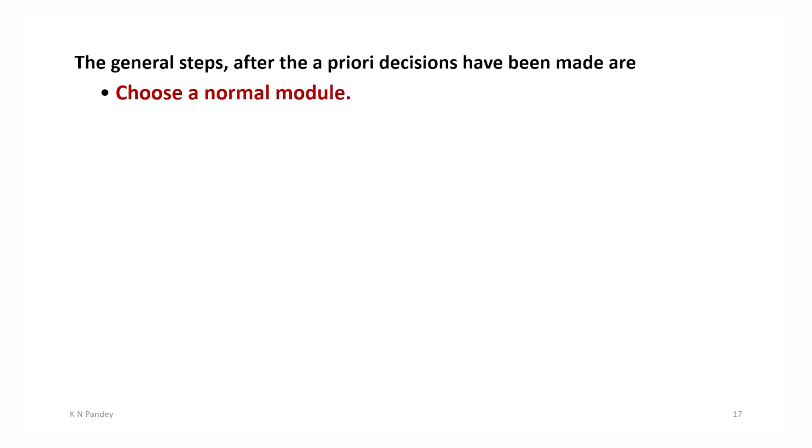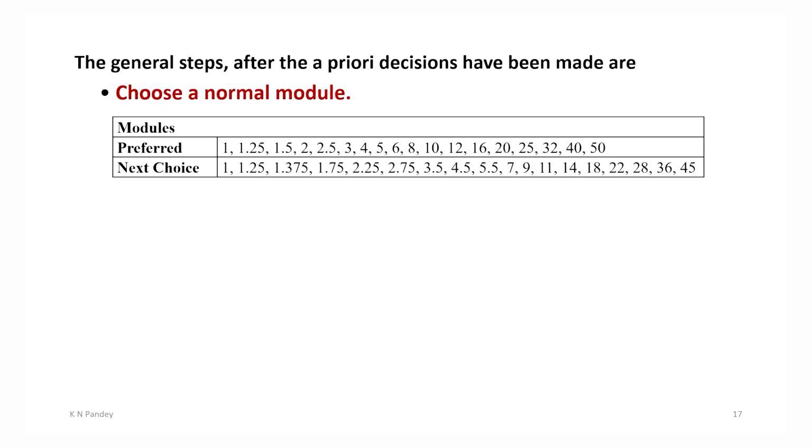The general steps after a priori decisions have been made, this is the general procedure, not based on this particular problem, are as follows. If in the general case the module is not known to us, then from this table we choose a module and start solving our problem. If we are not getting a satisfactory result, then we come back and select another module, either a smaller one or a bigger one, based on our final outcome.